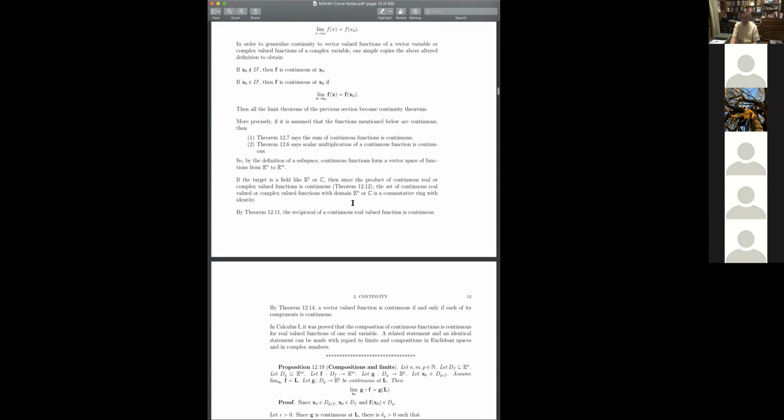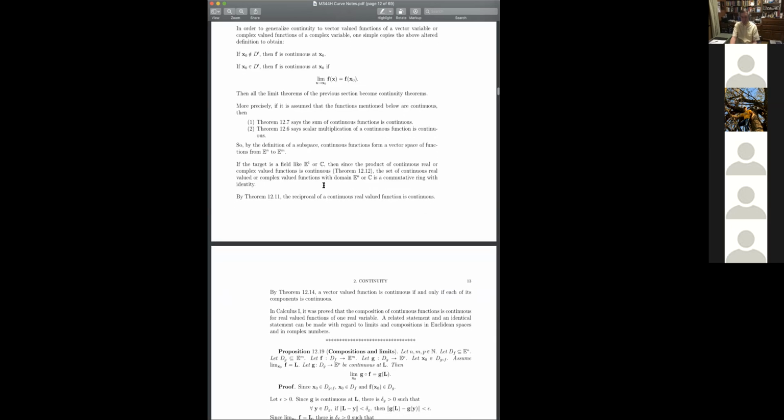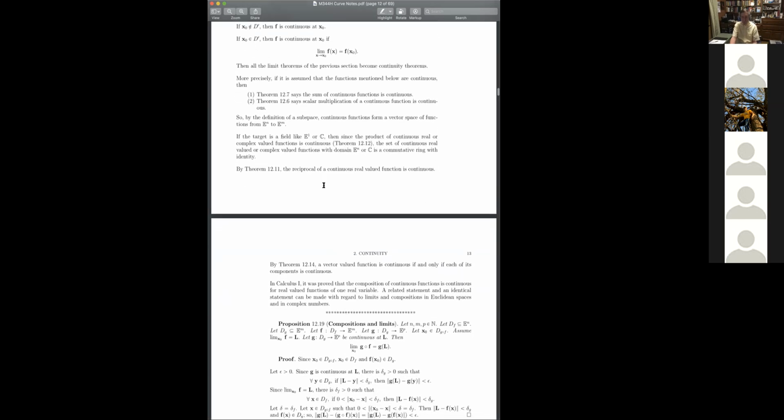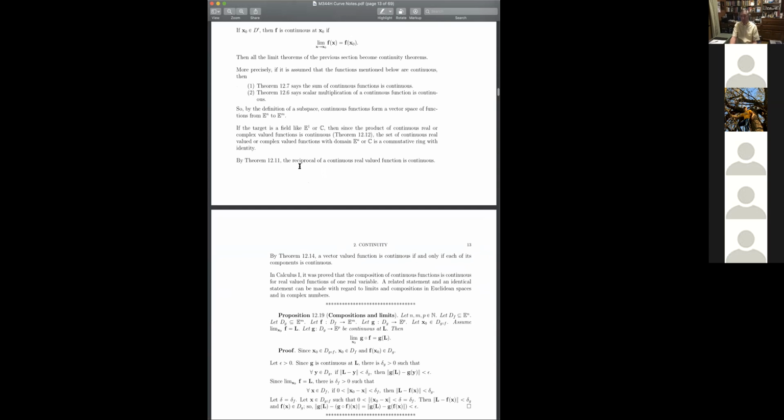Okay. I even bring in complex numbers here. You don't have to worry about that, but it's true for complex numbers as well. Okay. Now, when you take things like reciprocals, you have to be careful because you can't divide by a vector. So these have to be real valued functions. That's why I say real valued function here. But a reciprocal of a continuous function is continuous.